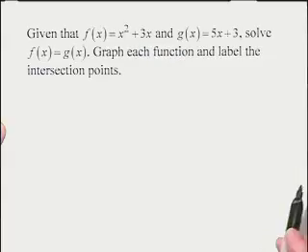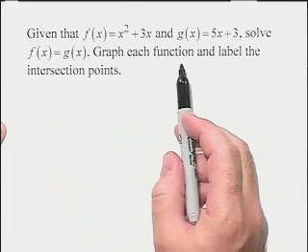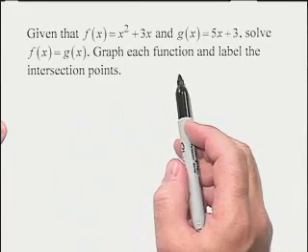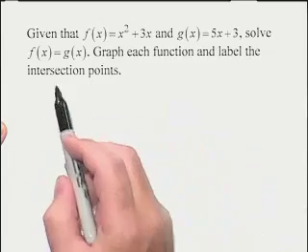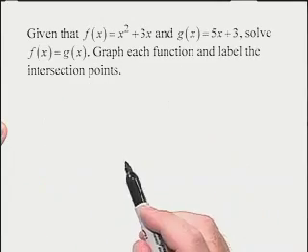For this problem, we're going to graph two functions and find their intersection points. Given that f of x equals x squared plus 3x and g of x equals 5x plus 3, we're going to solve the equation f of x equals g of x. We're going to graph each function and label the intersection points.